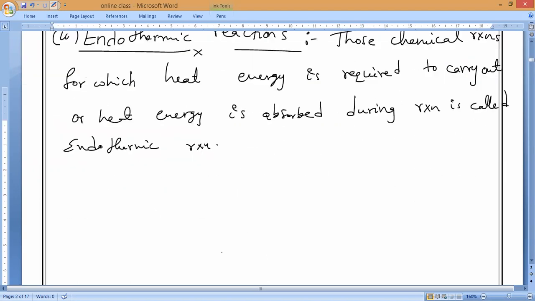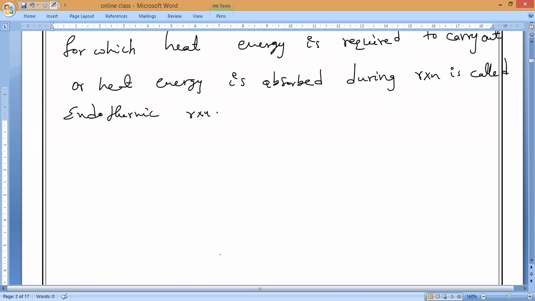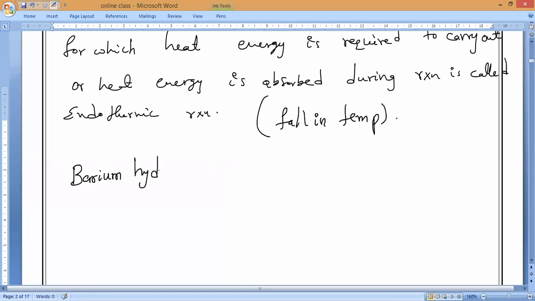Now, if we take this endothermic reaction, we'll give an example of a chemical reaction in which heat energy is absorbed, due to which temperature will fall or rise? Fall in temperature. Understand, Maunesh? Now let me take the example of barium hydroxide. I will say only the word equation. Will you say the symbolic equation? Please respond. Yes, sir.